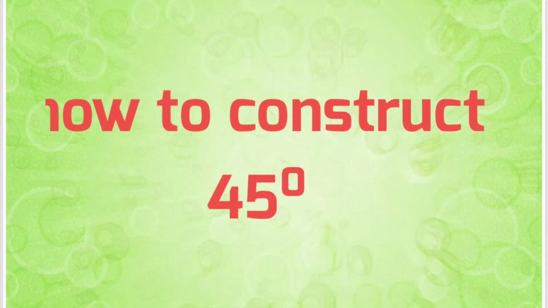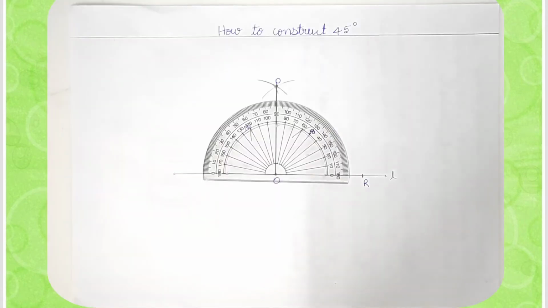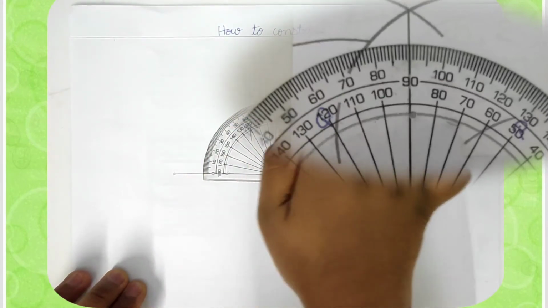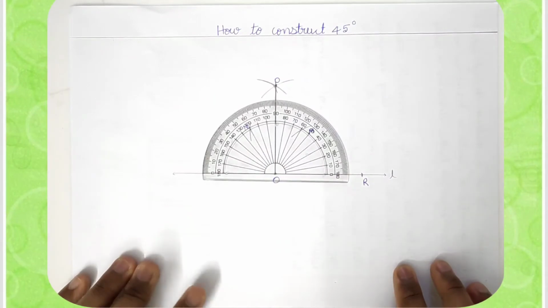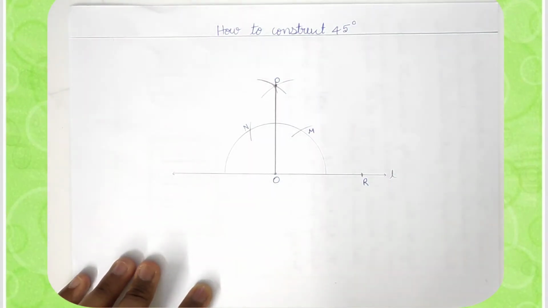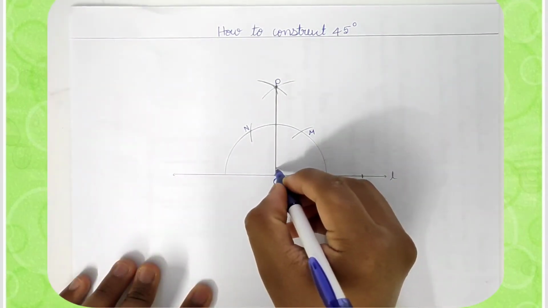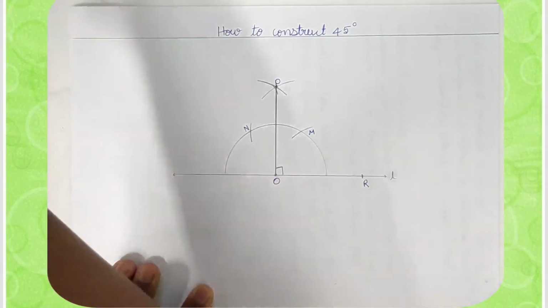And now we are going to study how to construct 45 degree. For that, first we need to construct a right angle. How to construct 45 degree? We need right angle, which means it equal to 90 degree. I already constructed it. It is exactly 90 degree.